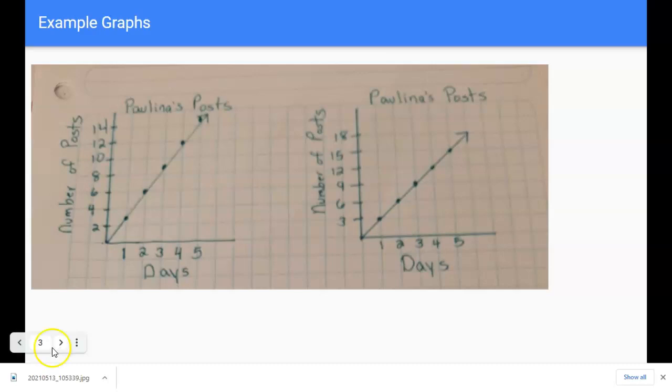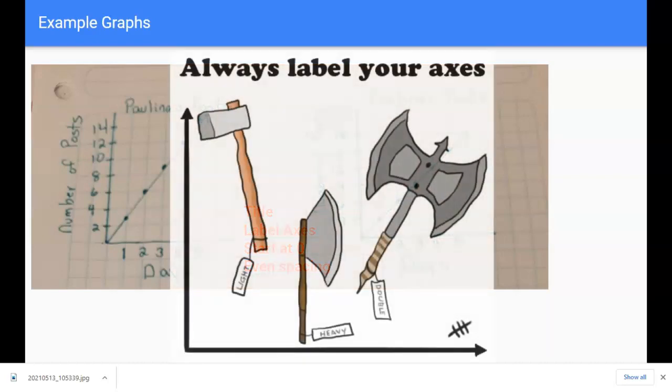You can see that this one is going up by increments of 2: 2, 4, 6, 8, 10. This one is going up by increments of 3. Either one would be acceptable. Both of these have a title. Both of them have the labels on the x and y axis. Both of them start at 0, and both of them have even spacing. Remember, always label your x's.